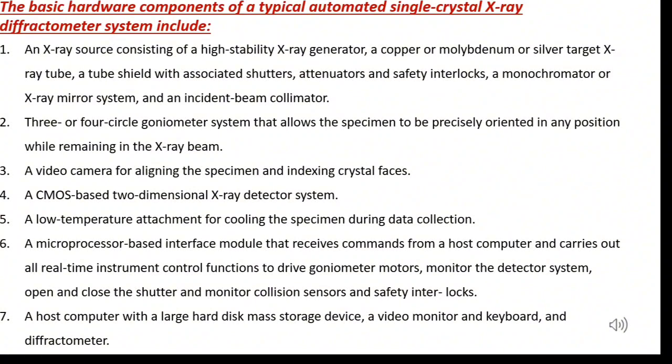5. A microprocessor based interface module that receives commands from the host computer and carries out all real-time instrument control functions: to drive the goniometer motors, monitor the detector system, open and close the shutter, and monitor collision detection and safety interlocks of the device. 6. A host computer with a large hard disk, mass storage device, a video monitor, and a keyboard, and diffractometer control programs to control the data collection strategy and to send commands to the diffractometer.